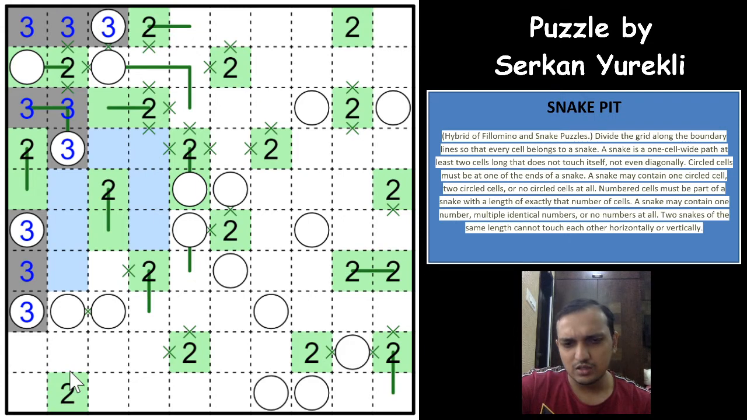And again, okay, this would have to be a cross here. So if it goes up, you have a two cell snake here, and both of these cells again will be a two cell snake. So not possible, this cannot go up.